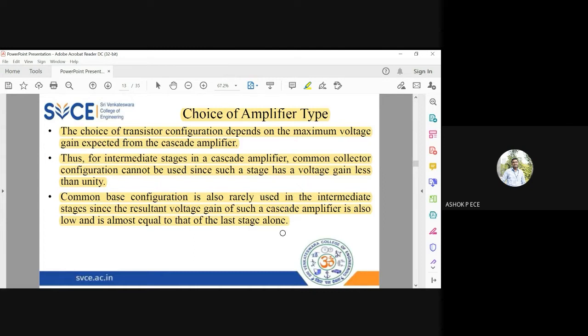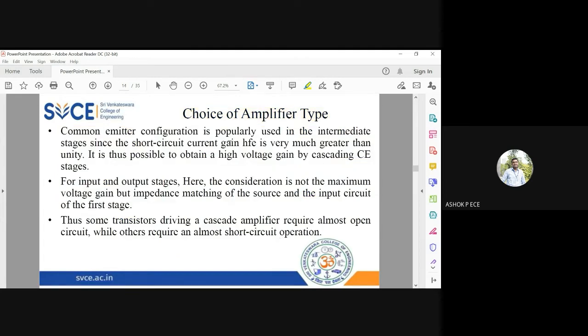The current gain is also not there. Voltage gain is not that high as common emitter. The current gain is almost equivalent to 1 for a common base. So in the intermediate stages, I cannot use CC or CB. I will use only CE because I have to boost the signal strength to a larger extent.